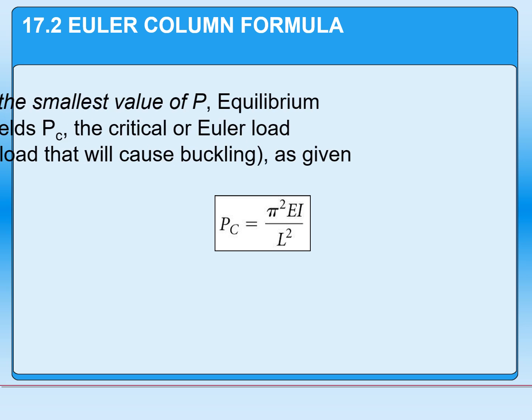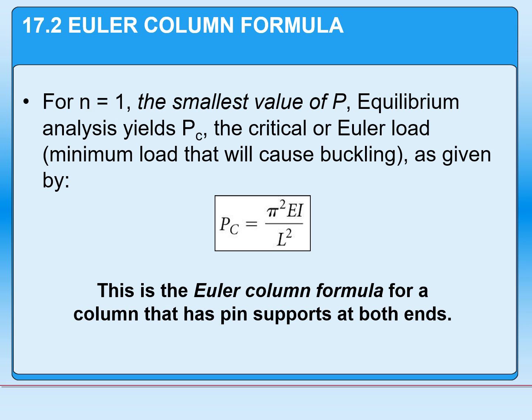Now, the first of these we run into is for n equal to 1. This is going to be the smallest value of P. Right? At that point, that's what our equilibrium analysis is going to give us for our critical load. And this critical load is essentially the minimum load that's going to cause buckling. P sub c is going to be equal to that value we just solved for, pi squared times EI divided by L squared. This is the Euler column formula, and this gives us a number for any column that has pin supports at both ends.